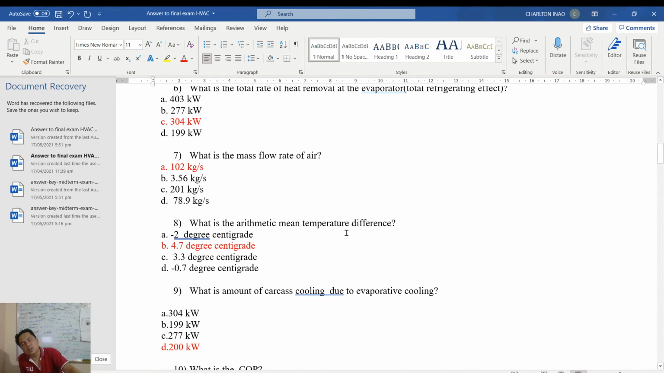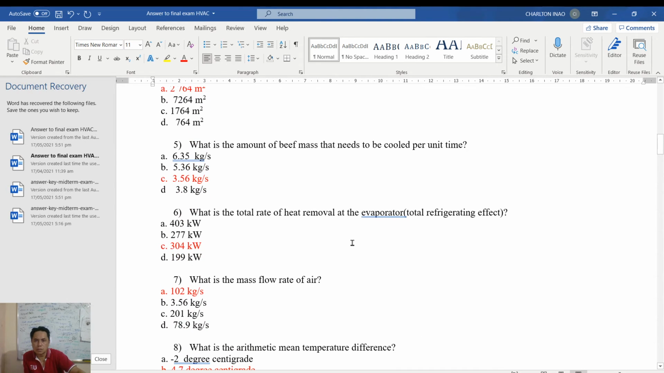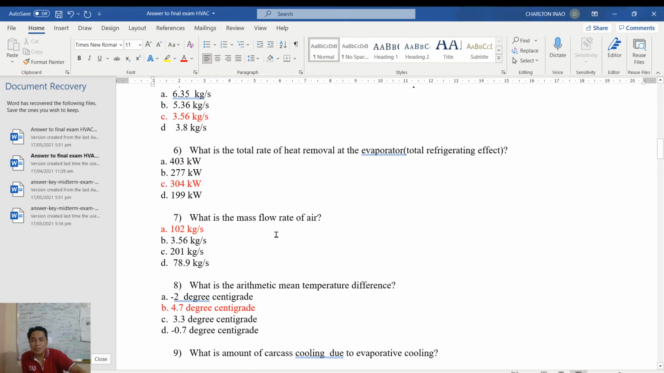Because the output, no, is the capacity performance is the overwork of compression of the refrigerating effect, and that's what we were able to have. This is 304. What is the mass flow rate?